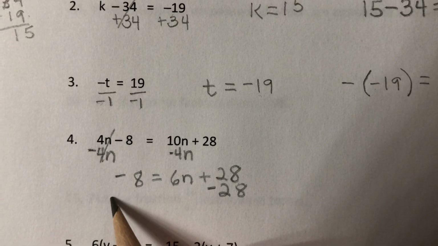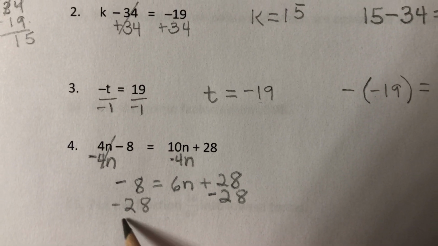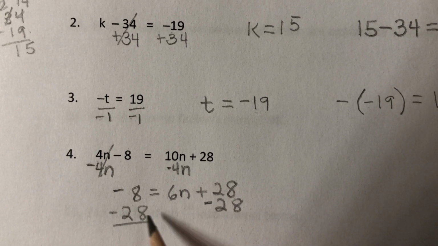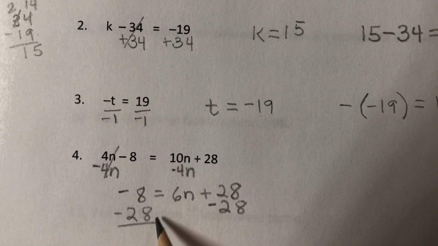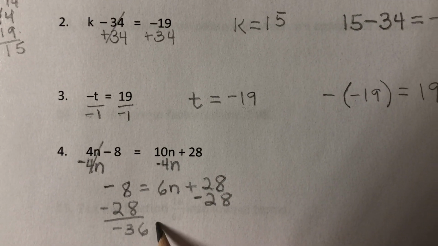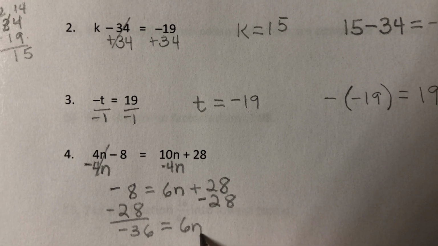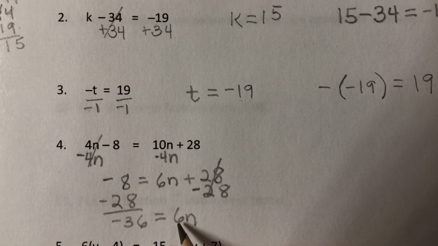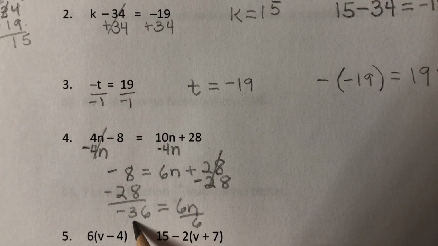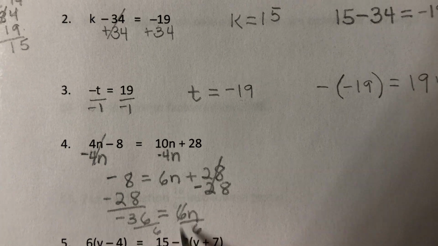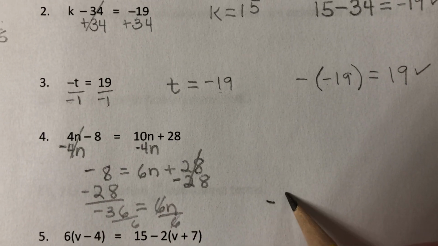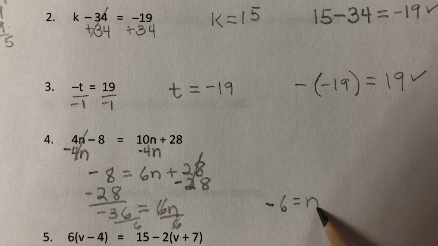Now I'm trying to get the variable by itself, so I need to subtract 28 from both sides. Negative 8 take away 28 is the same as adding these two up and attaching a negative. So that's negative 36 equals 6 times n. To cancel the multiplication or to eliminate the 6, we do division. So 6 divided by 6 is 1. A negative divided by a positive is a negative. Negative 6 is equal to n.